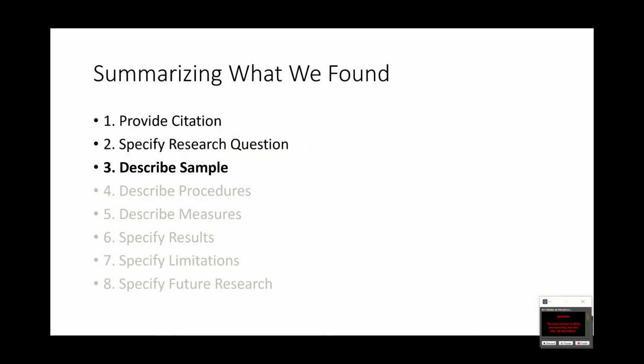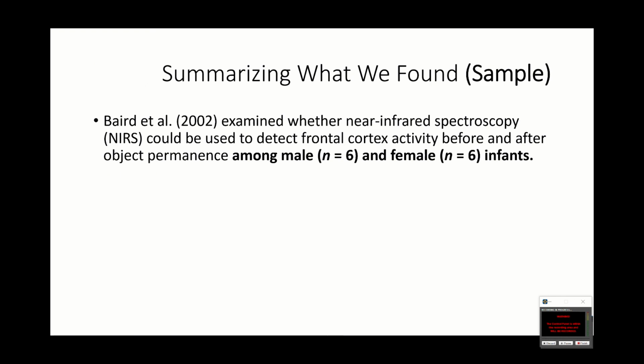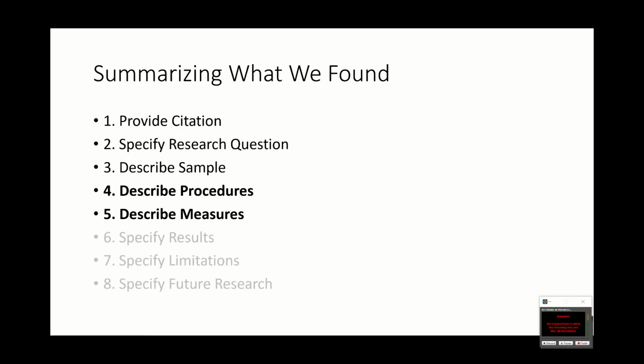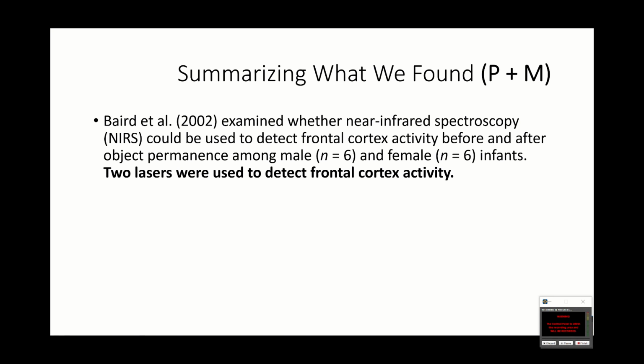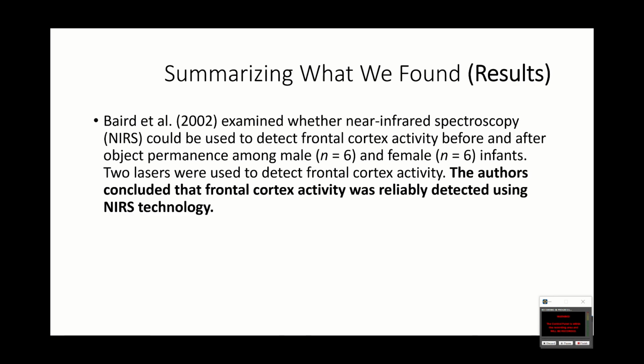Then you're going to describe the sample in your study. When describing the sample, you can talk about both male and female persons were included. And then where you see that n equals 6, that indicates the sample size for the subgroups. So again, be nice and efficient with your writing. We can even describe the procedures and measures simultaneously. So 2 lasers were used to detect frontal cortex activity. Then the results. The authors concluded that frontal cortex activity was reliably detected using NIRS technology.